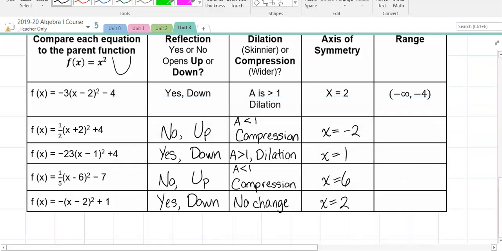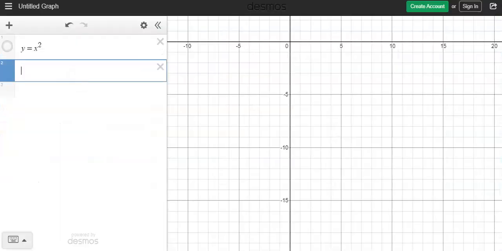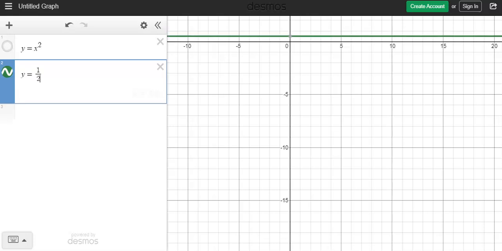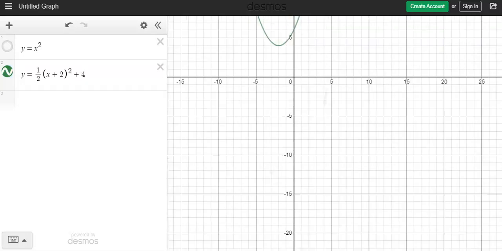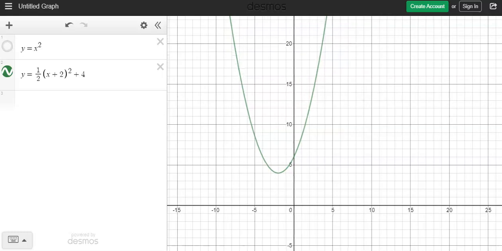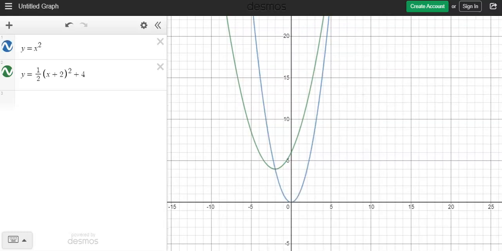The next one is y equals half x plus 2, the quantity squared, plus 4. Zoom out so we can find it. Oh, there it is, our green graph. Notice if I turn my original function on, it's moved left 2, up 4. It's a little bit wider than it used to be because of this compression factor of 1/2.